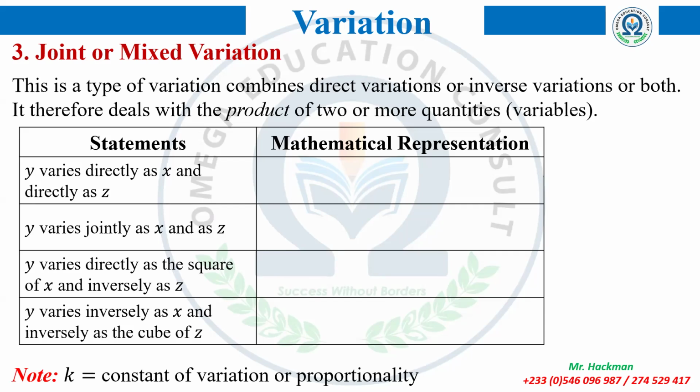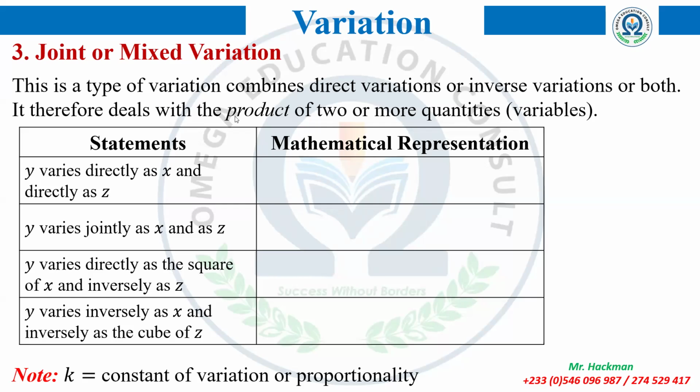The first of the last 2 is what we have on our screen, the joint or mixed variation. Quickly, let me read. This type of variation combines, I should have said, this is a type of variation that combines direct variations or inverse variation or both. The English here is more or less smart English, but that's just by the way, I will do the correction later on.